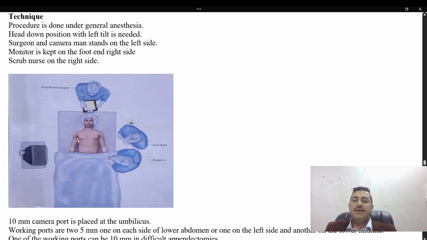The technique: you can see here the position of the surgeon. Here is the surgeon, here is the assistant, they are standing on the left, here is the appendix, here is the anesthesiologist, here may be the scrub nurse, under general anesthesia. Okay, this is also not routine. We can proceed with high thoracic anesthesia, high spinal anesthesia, and proceed for intra-abdominal laparoscopic surgery. But under general anesthesia, a slight tilt to the left so that the bowel is far away from the site of work.